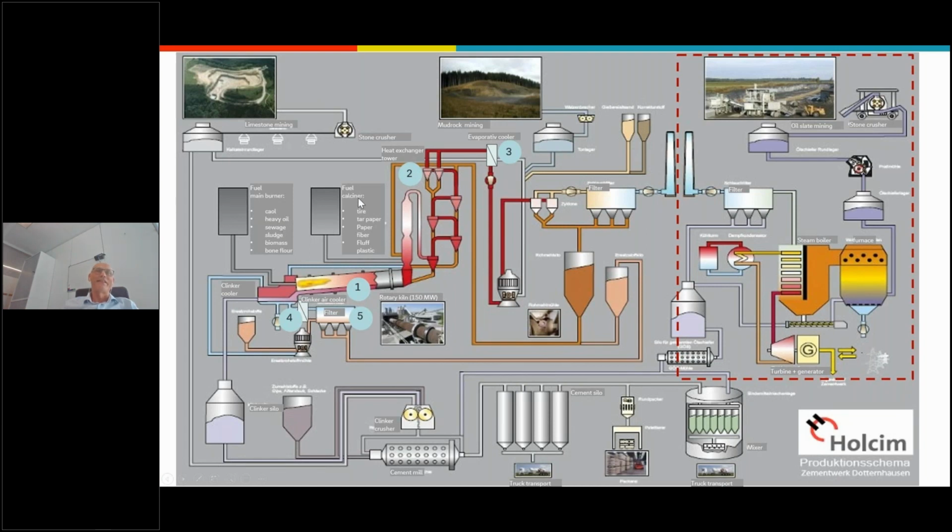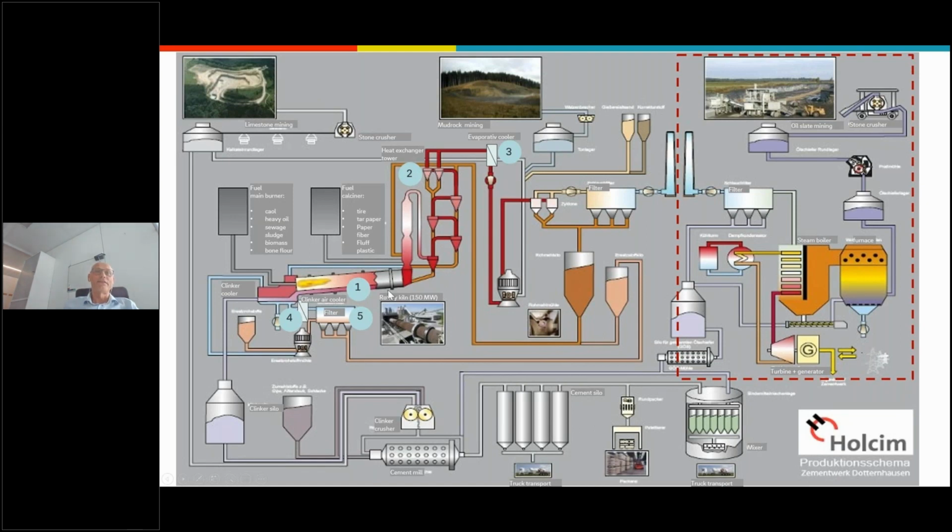And there are other fuel materials for the calcinator: old tires from cars, tar paper, paper fiber, fluff, and plastic from the yellow sack. We have the yellow sack here in Germany. I don't know what you have in Austria. That's all. That's the burner here for the calcinator.